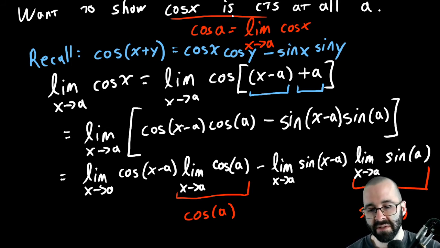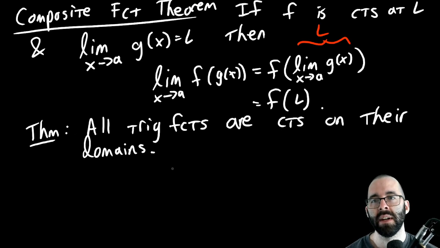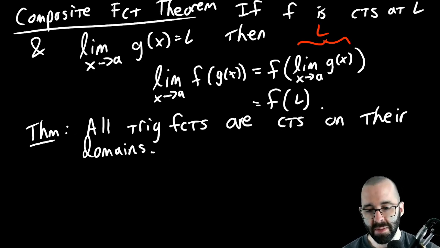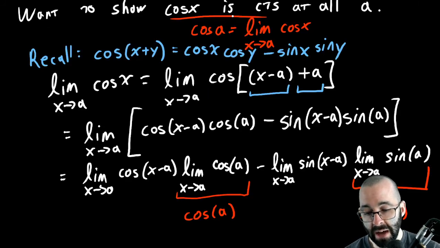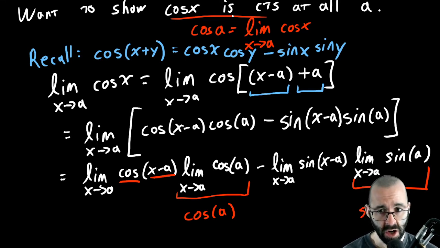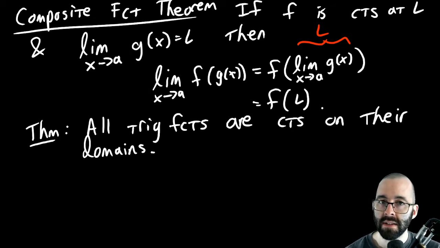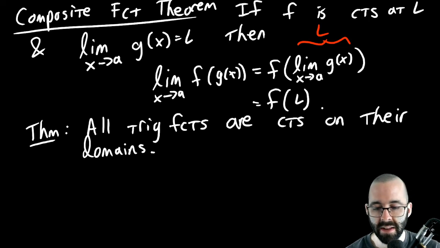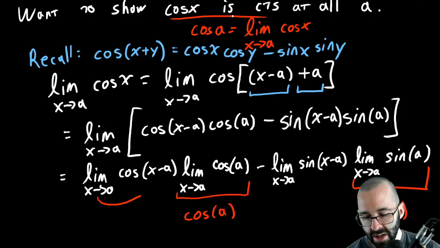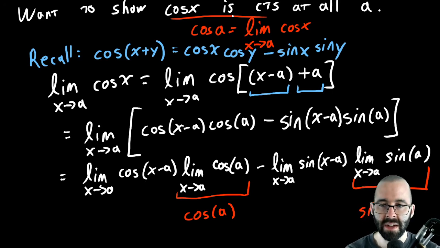And we need to use the composite function theorem. Composite function theorem says if we have function composition, and we do have function composition here, right? This is the cosine of this linear function. Cosine is our outside function. X minus a, that linear function, is our inside function. Then the limit can go inside as long as the function's continuous at that point. So the limit can go inside as long as cosine's continuous at that point.